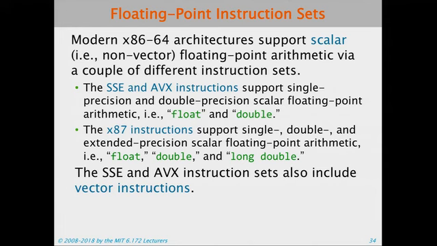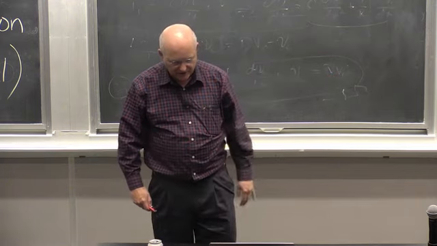The SSE and AVX instructions do both single and double precision scalar floating point, i.e. floats or doubles. And then the x87 instructions, that's the 8087 that was attached to the 8086, support single, double, and extended precision scalar floating point arithmetic, including float, double, and long double. So you can actually get a great big result of a multiply if you use the x87 instruction sets. They also include vector instructions, so you can multiply or add there as well. So there are all these places on the chip where you can decide to do one thing or another.